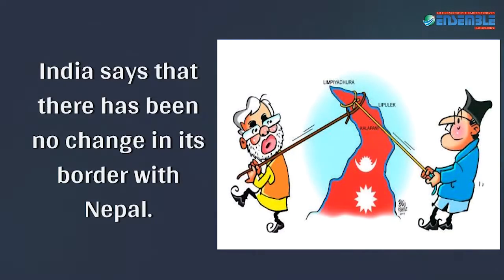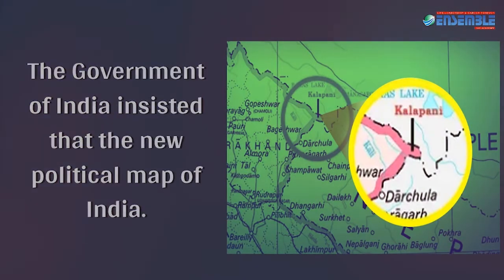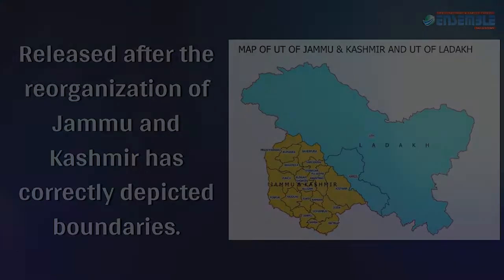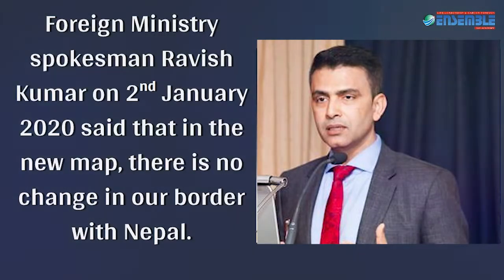India says that there has been no change in its border with Nepal. The government of India insisted that the new political map of India, released after the reorganization of Jammu and Kashmir, has correctly depicted boundaries. Foreign Ministry spokesperson Ravish Kumar on 2nd January 2020 said that in the new map there is no change in our border with Nepal.